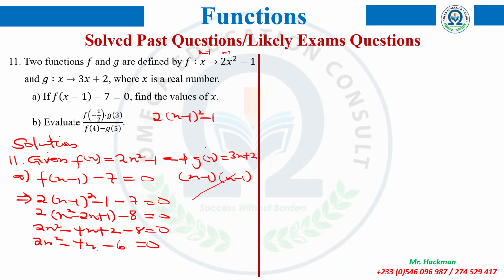Here, what will you do? Any ideas, any suggestions as to how we are supposed to proceed? You factorize. So how would you factorize? You multiply the minus 6 by the 2, which will give you minus 12, and try to find factors. All right, that's okay.